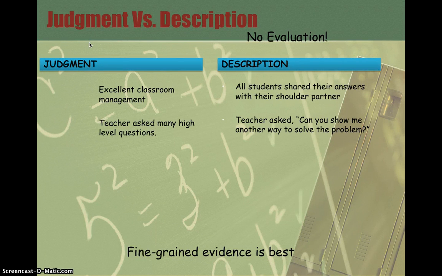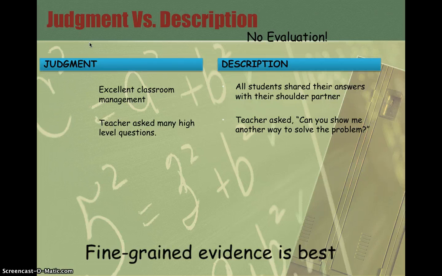It's also important for both those observing and those teaching to understand that data will be collected free of judgment and evaluation. Here's an example of the differences between judgment and description. Judgment examples include data collected such as this: "Excellent classroom management. Teacher asked many high-level questions." Description examples include: "All students shared their answers with their shoulder partner. Teacher asked, 'Can you show me another way to solve the problem?'" Remember that collecting fine-grained evidence is best.